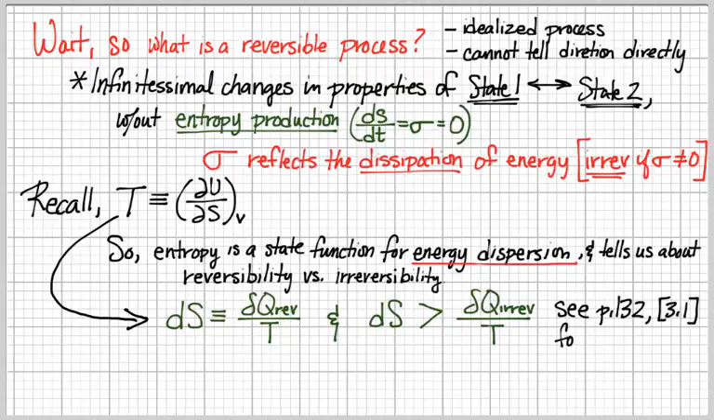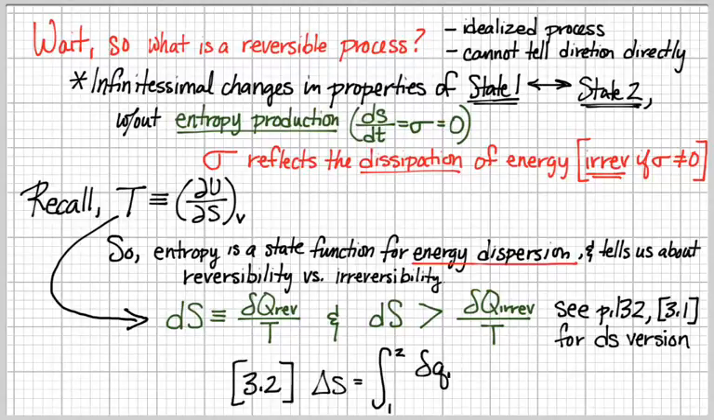You're going to look on page 132, equation 3.1 for the intensive version of this same formulation. That's in Koretsky. If I look at equation 3.2 in Koretsky, you're going to see if I take the differential form and I integrate it, I go from state 1 to state 2, and I get a change in heat that I'm looking at relative to the temperature of my surroundings.